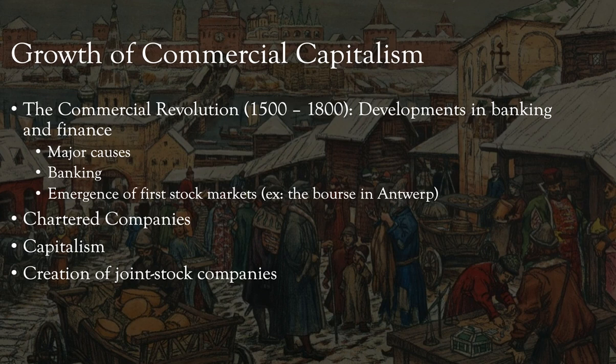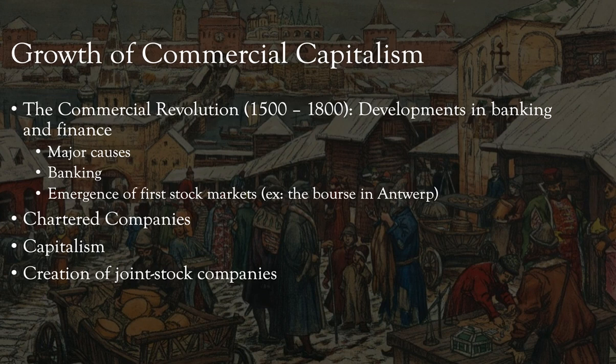Let's also talk a little bit about the development of capitalism. So this is an important definition. Make sure you're able to write it down. Capitalism is an economic system based on the private ownership of property and businesses to produce goods to be bought and sold in a free market.